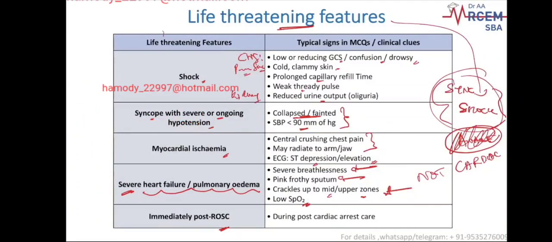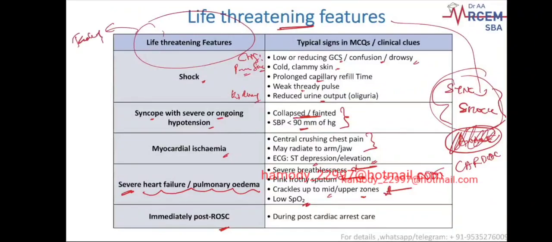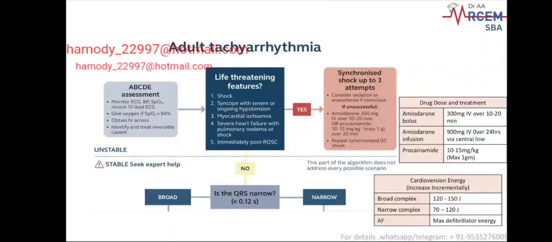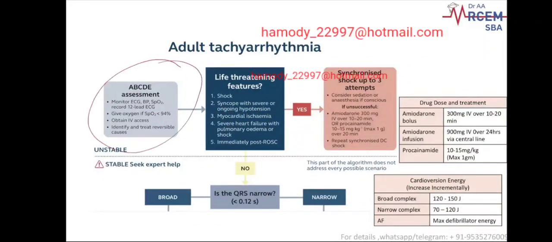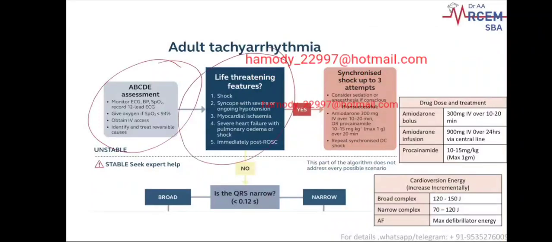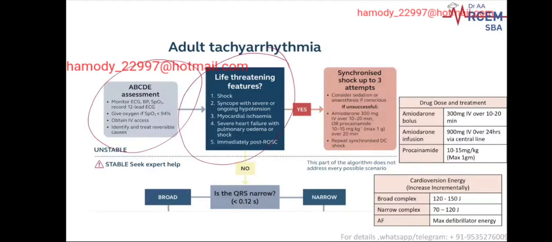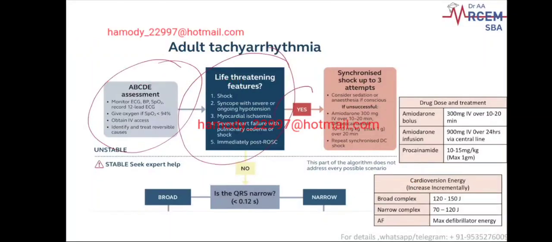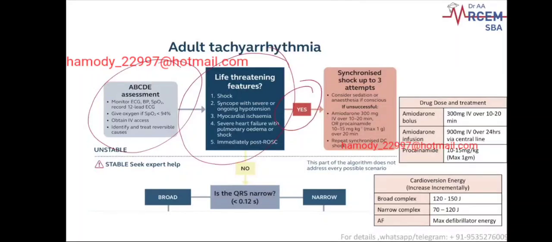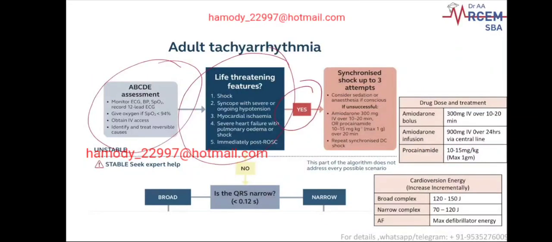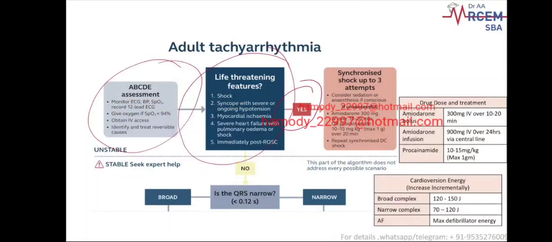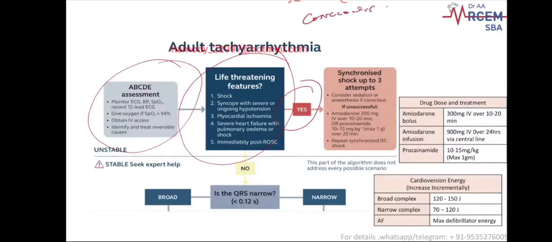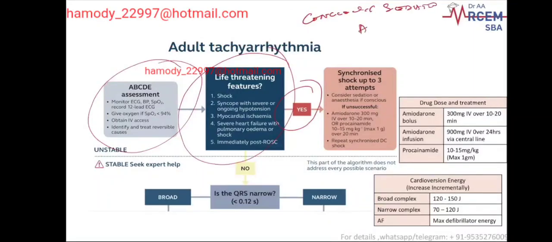So these are the same life-threatening features you will be seeing in tachyarrhythmias as well as in bradyarrhythmias. So now let us talk about the adult tachyarrhythmias. The ABCD assessment we have learned remains the same. Life-threatening features is the modified one we have just learned now. That is the life-threatening features for both tachyarrhythmias as well as bradyarrhythmias. If any of these life-threatening features are there, we're going to shock. If the patient is awake, alert or partially conscious, you need to sedate the patient before you shock. So you are giving conscious sedation before you shock, and this conscious sedation needs to be given by an anesthetist.